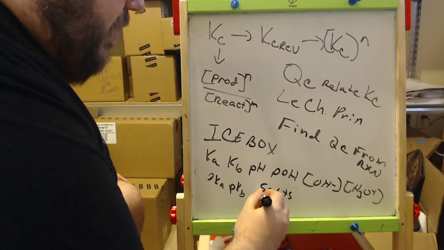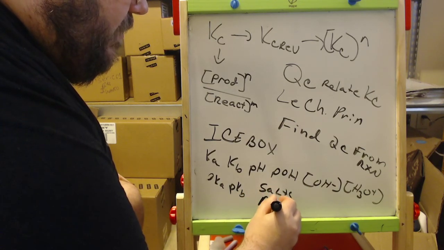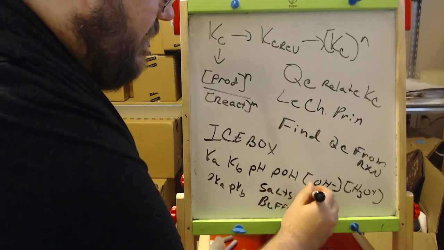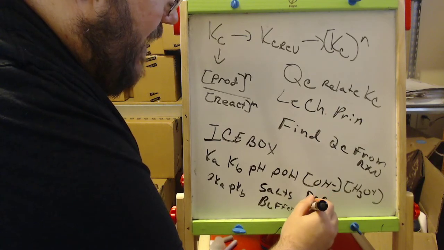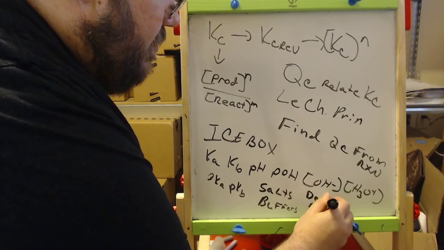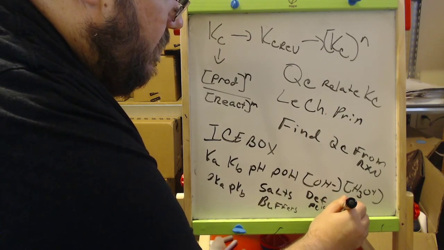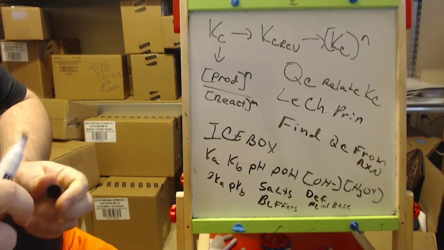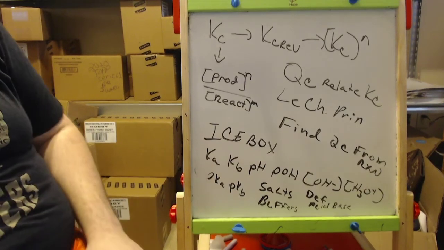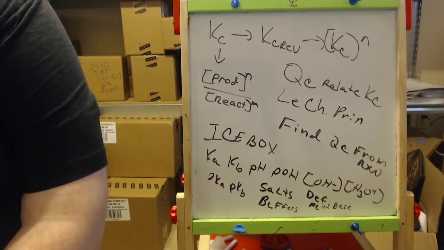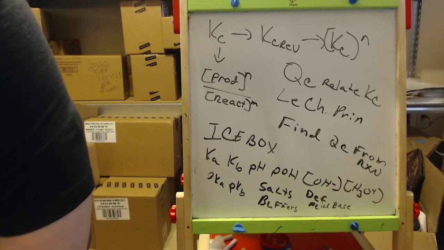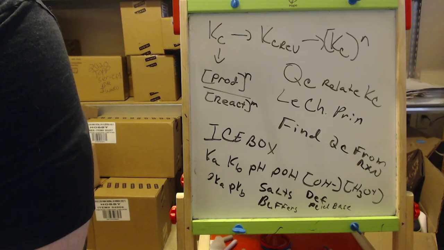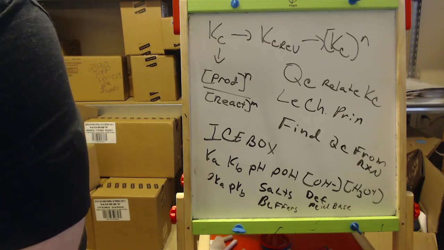I should know about my buffers and what they are. I should know the different definitions of acid and base. I should know what a Lewis acid is or a Lewis base. I should know what a Bronsted-Lowry acid base is. I should know what a classical acid base is. I should know what a strong acid is. What's a strong base? All of that.